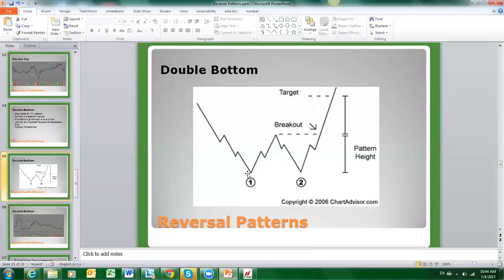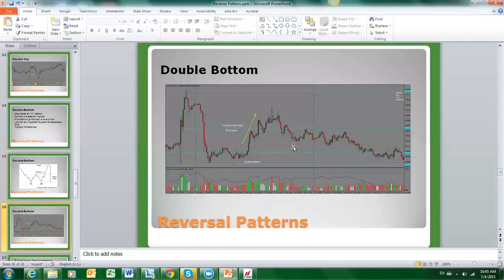So this is what you're looking for: one test of the bottom or test of the level, second test of the level. Looks like a W. Again, there is a breaking point. The price goes through. And you're looking to enter the trade, and then somewhere up there will be a target, which will be another support and resistance level. So let's take a look at an example.